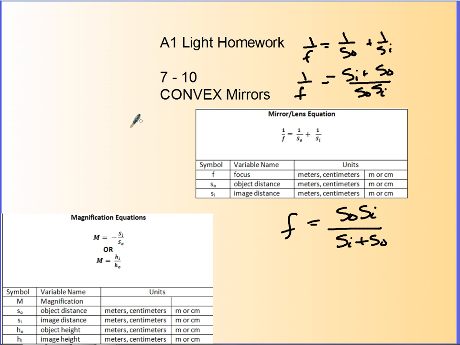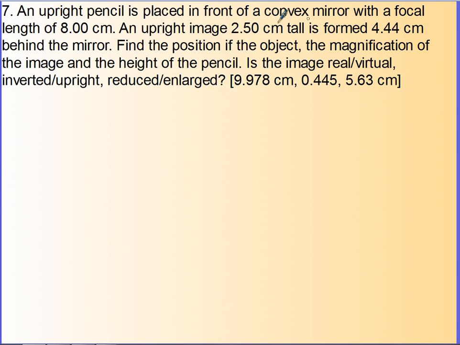Now with a convex mirror, my focus is always negative. You're always going to have an upright, virtual, reduced image. An upright pencil is placed in front of a convex mirror with a focal length of 8 centimeters. So F is negative 8 centimeters, and I know it's negative because it's convex.